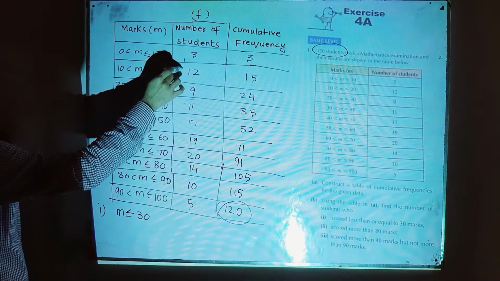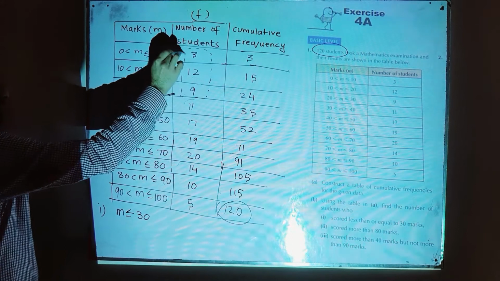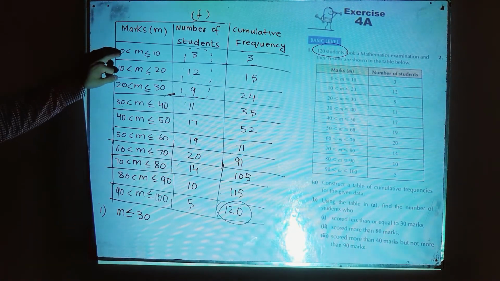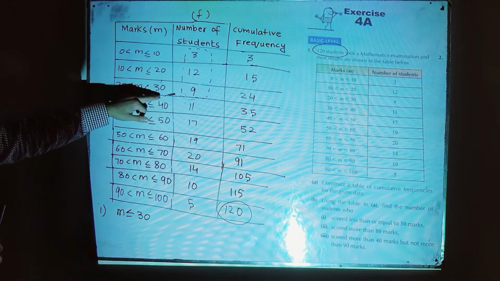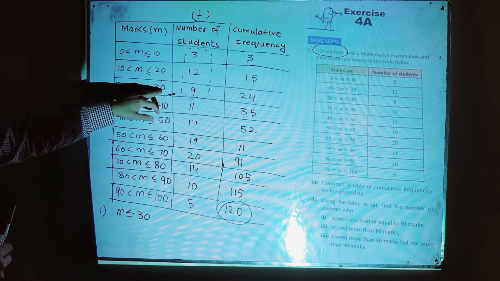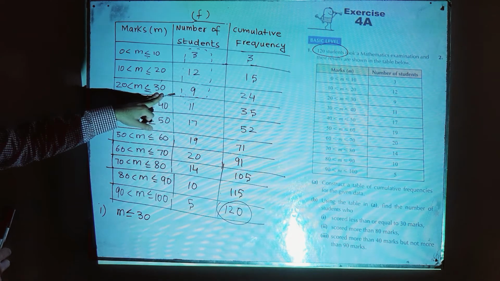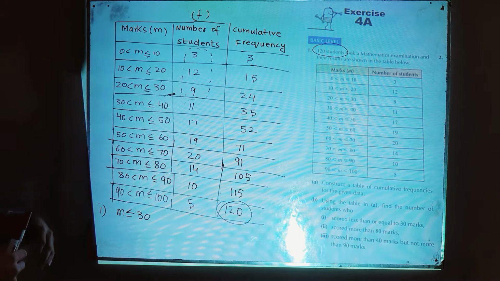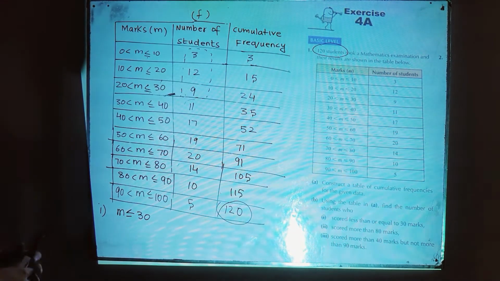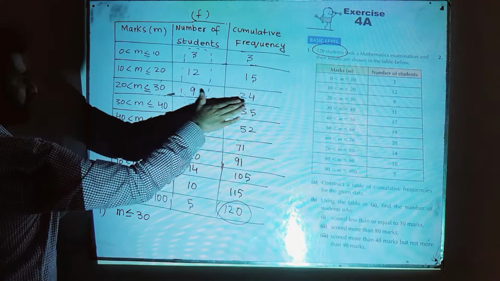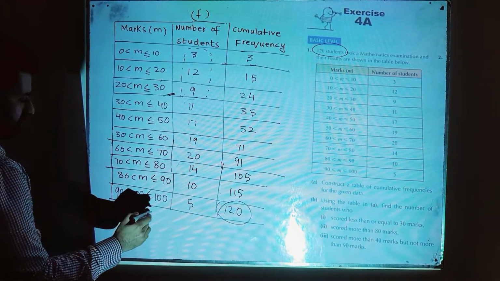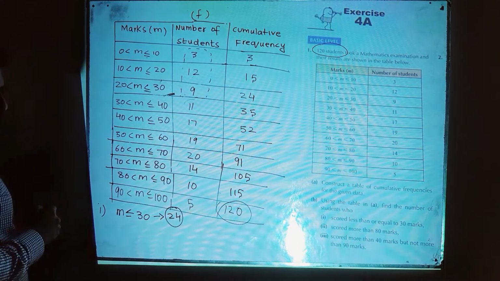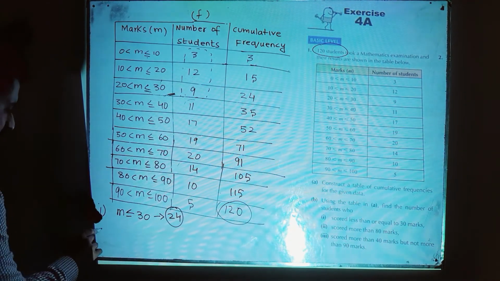So the students falling in the first three groups, up till here you have those students who have scored marks less than or equal to 30. They are 9 plus 12 plus 3, and that is basically 24. I mean the cumulative frequency up till this point is your answer. So you have how many students? You have 24 students.